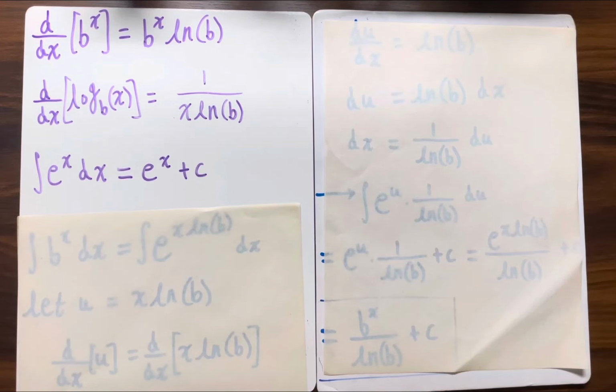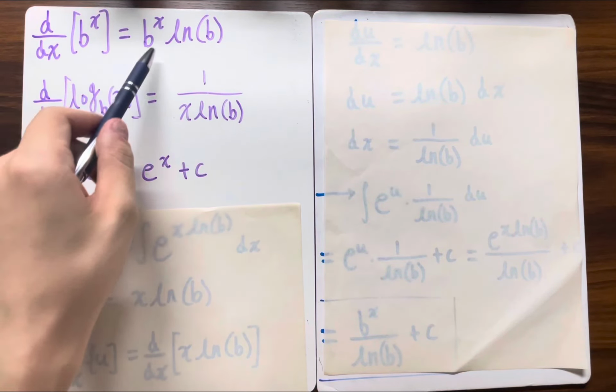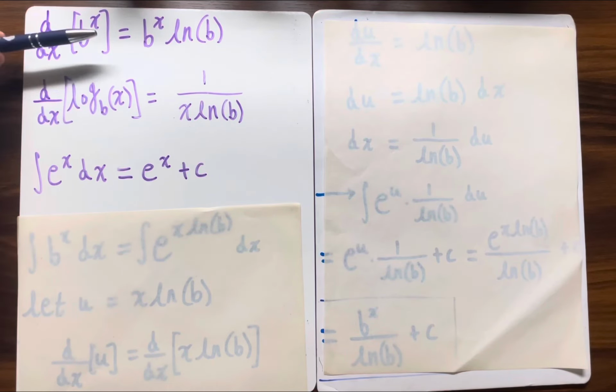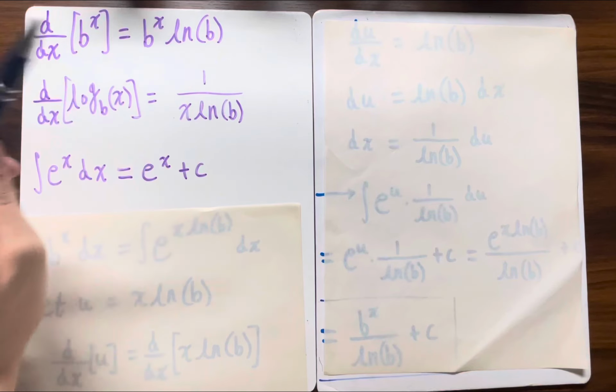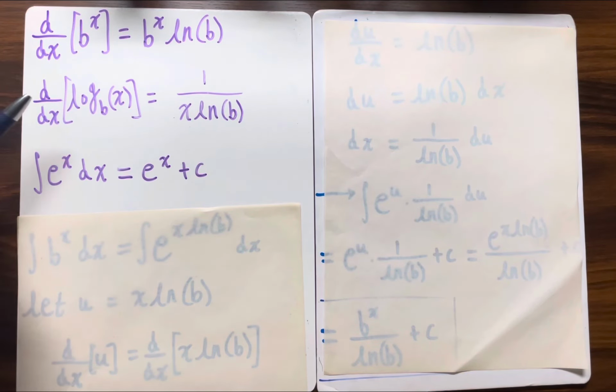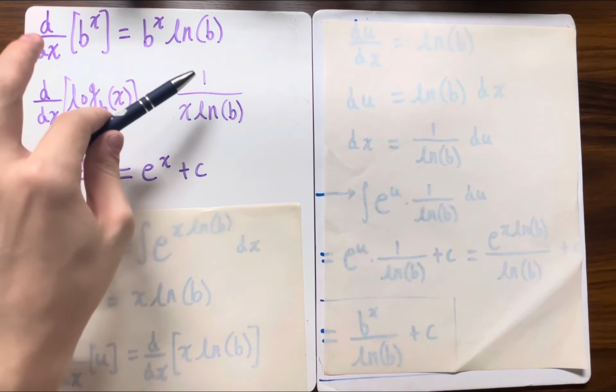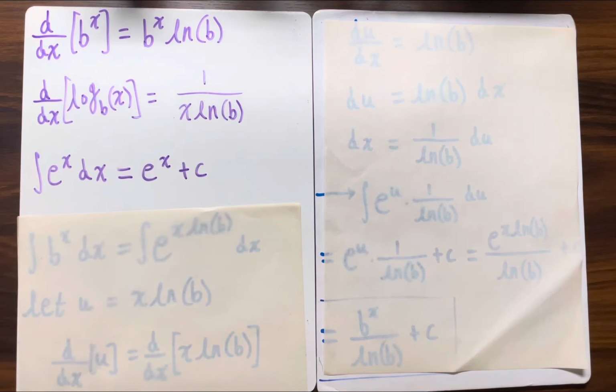Using the fact that the derivative of e to the x is equal to e to the x, we were able to come up with these two derivatives. The derivative of b to the x is equal to b to the x times ln of b, and the derivative of log base b of x is equal to 1 divided by x times ln of b.